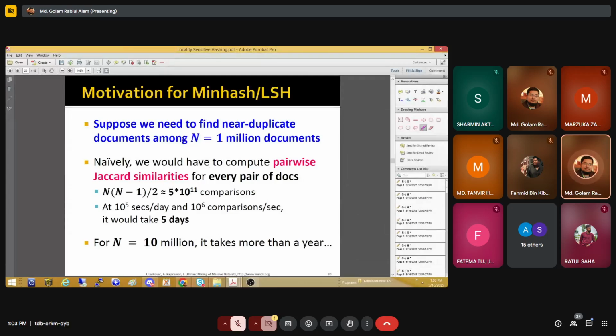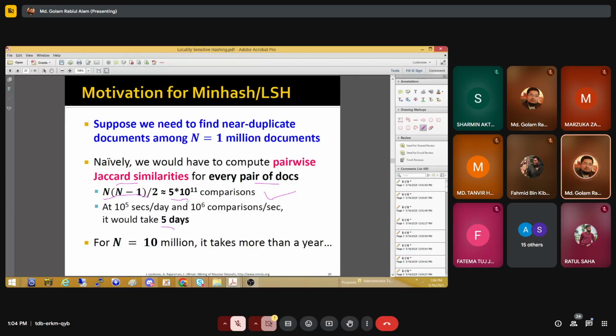So here is a computation: if we want to find out the Jaccard similarity for pairs of documents, the possible number of pairs, or comparisons, will be n times n minus 1 divided by 2. So it will be like 5 times 10 to the power 11 comparisons required. It can read like 10 to the power 5 per second, and then it will take a total of 5 days just for generating the similarity. That is too much.